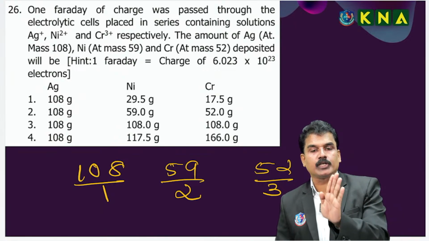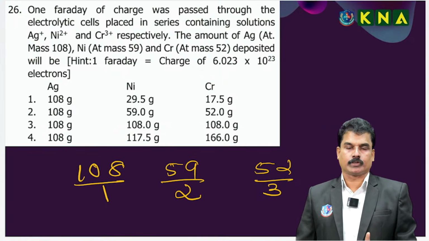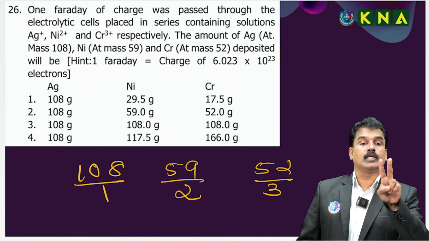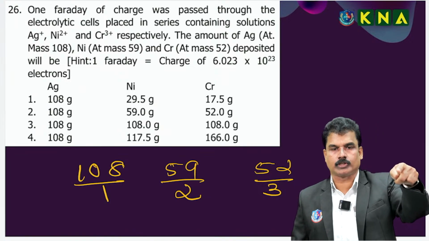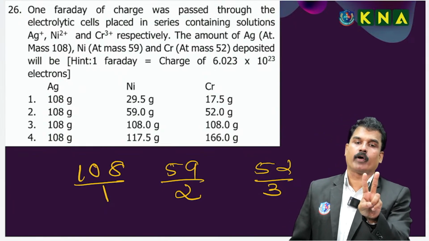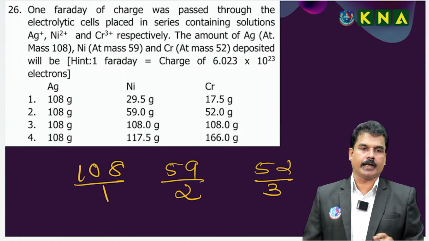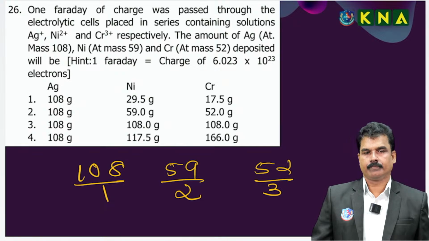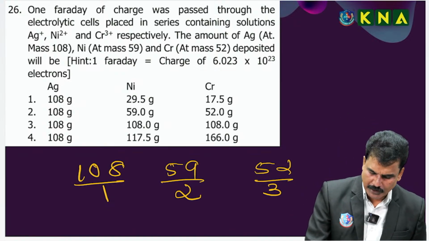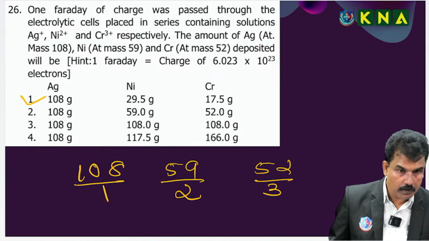Here for all electrolytes we are passing only 1 Faraday of current. For silver, 1 mole will be deposited because the valence of silver is 1. Nickel, the valence of nickel is 2+, it is mentioned there in the question. For getting 1 mole of nickel, we have to pass how many Faraday? 2 Faraday. But here we are passing only 1 Faraday. So how many will be deposited? 59 by 2, 29.5. Chromium 52 by 3, 17.5. So the first option will be the correct option. Are you getting the idea now?